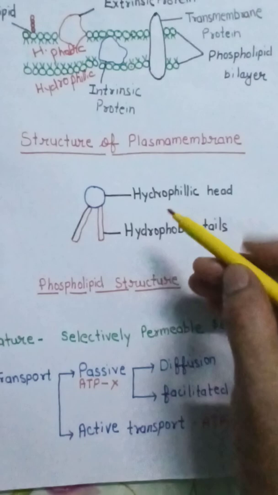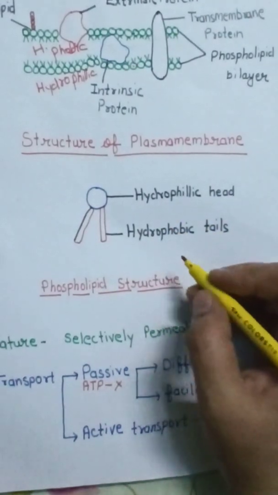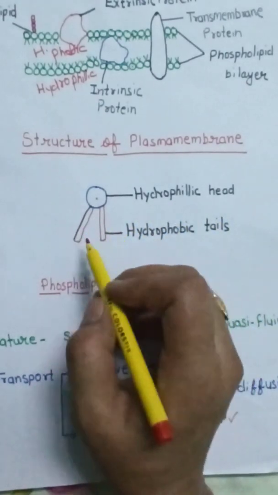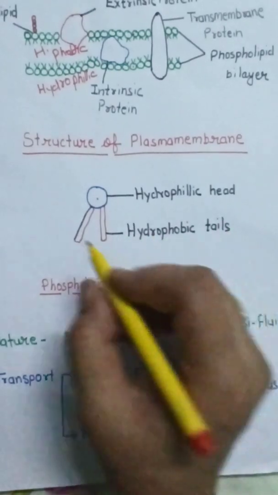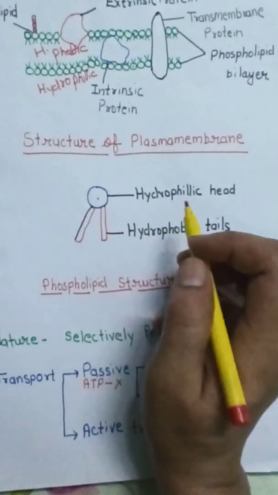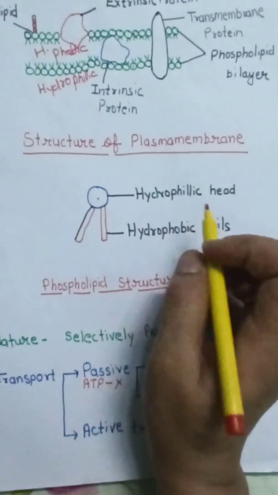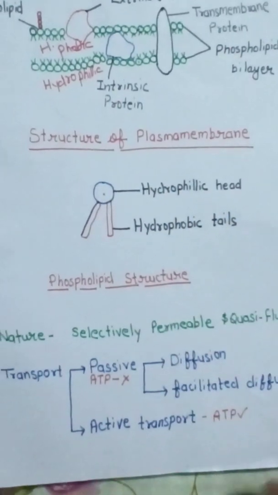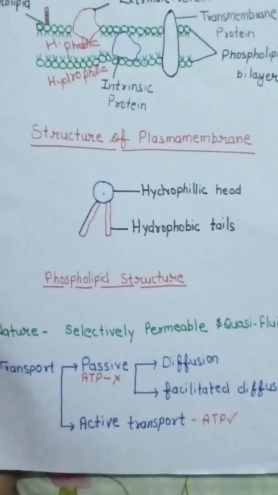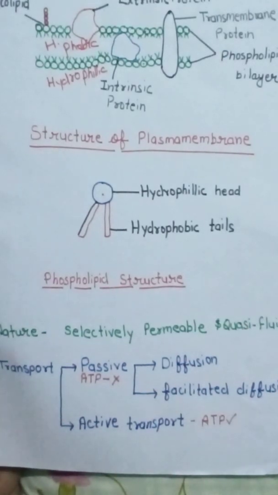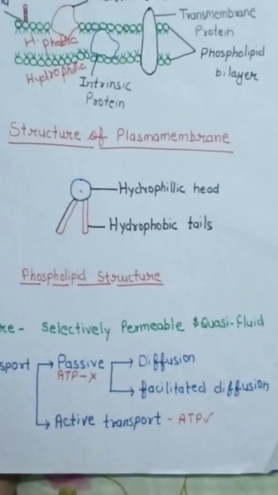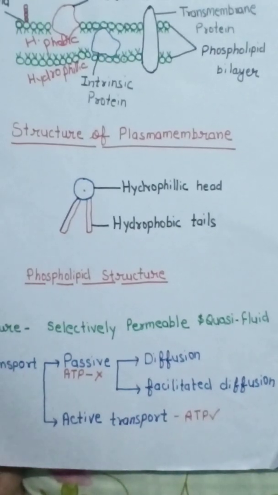And this is the detailed structure of phospholipid molecule. As you can see, this is the hydrophilic head of the phospholipid molecule, and these two are hydrophobic tails. These hydrophobic tails go away from water, and this hydrophilic head goes toward the water. Okay, so the plasma membrane is selectively permeable in nature. That is, it selects what will pass through it. And it is quasi-fluid. It is semi-fluid in nature.